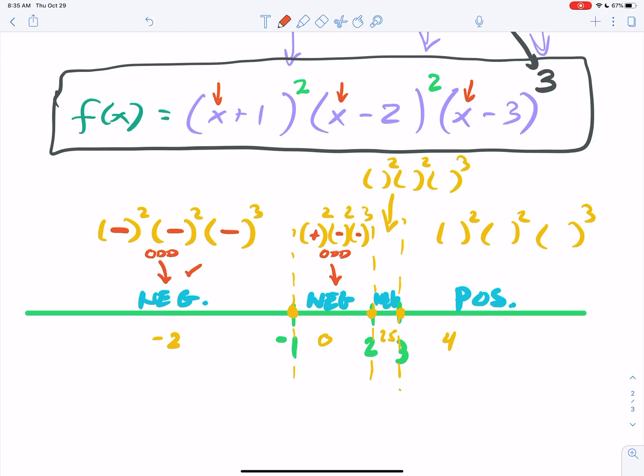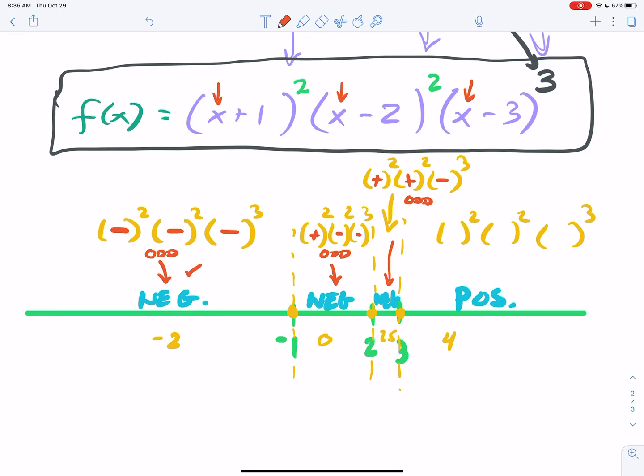So here we plug in 2.5 in the third section. 2.5 will give us a positive, and a negative. Again, we only focus on the number of negatives. Here I have a total of 3 negatives, which is odd again, which implies that we have a negative value there. So far it's matching up.